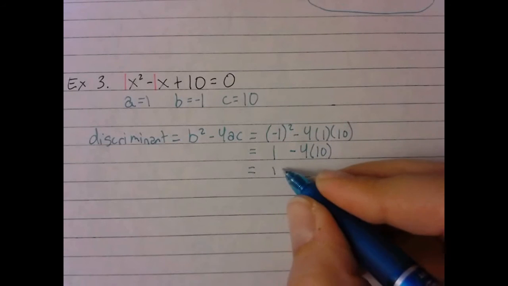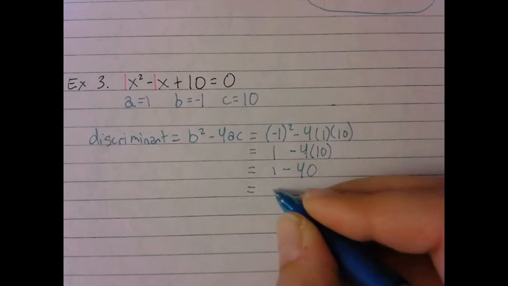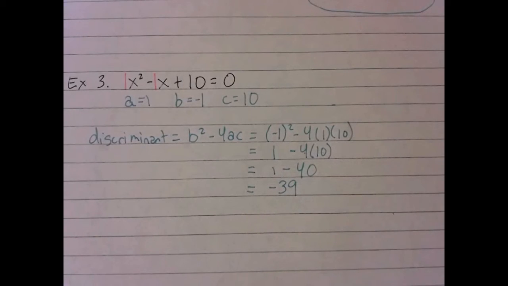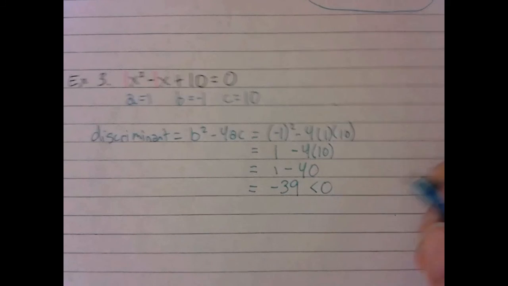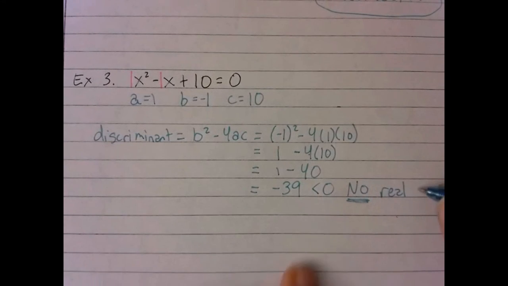All right, we end up with 1 minus 4 times 10 is 40, which is negative 39. So how many solutions do you think we have? Well, since negative 39 is less than 0, there are no real solutions.